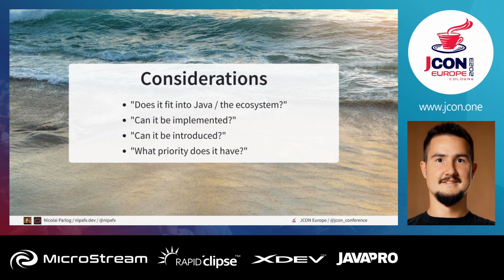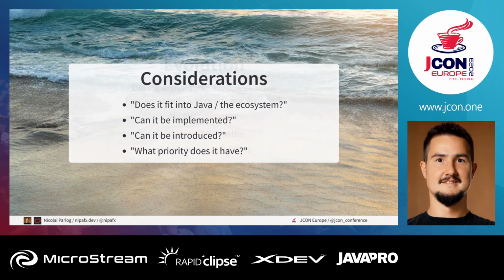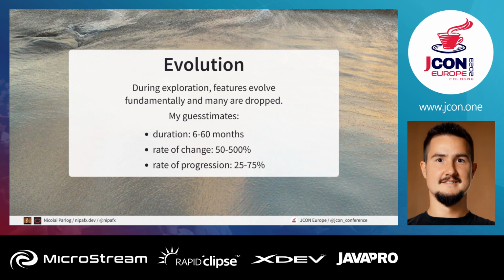If you want to learn more about Project Amber, by the way, I give a talk at 3, where I go into exactly that, all the small things that Project Amber did. So, during exploration, features evolve fundamentally and many are dropped. My guesstimate is that this takes anywhere between half a year and half a decade. The rate of change can be substantial. How do you get more than 100% rate of change? You just rewrite something again and again and again, and that very much happens. So in this phase, there's a huge churn.